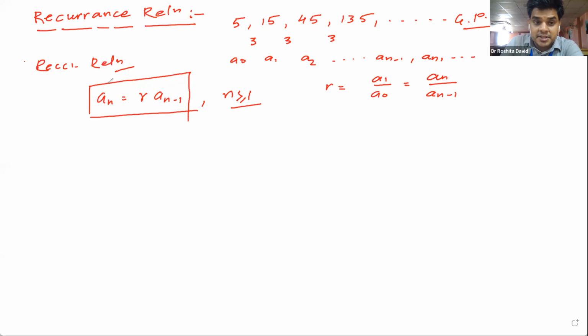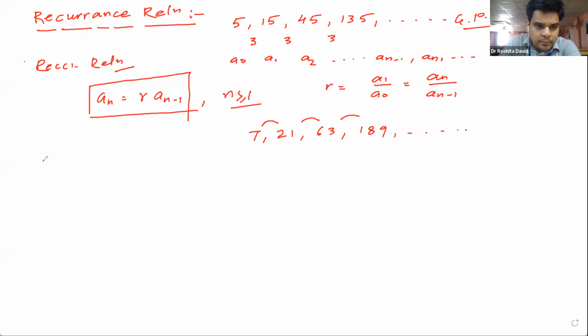This recurrence relation can represent any sequence having common ratio 3. I can write another sequence like 7, 21, 63, 189. For this GP series also, this is going to be the recurrence relation because r is 3 again here. So one recurrence relation can represent many sequences. Okay.